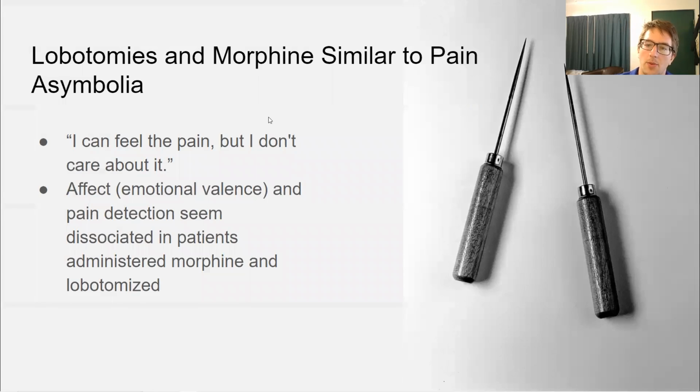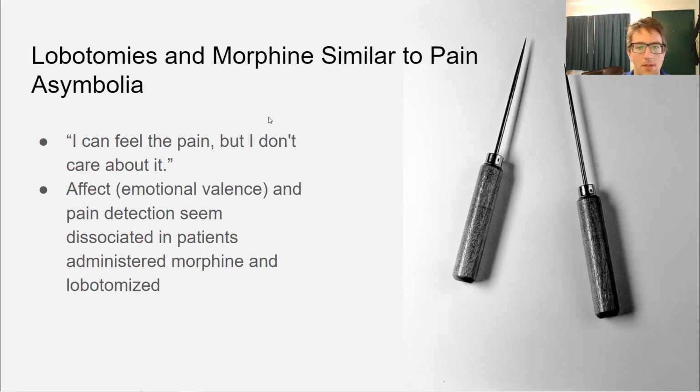And we can also see this with instances of frontal lobotomies and morphine administration. Daniel Dennett once said that morphine administration is similar to a temporary lobotomy. People who have lobotomies are, at least in the long term, not able to care about pain. They can bring their attention to the pain, but they don't really care about it. They can discriminate it but not really care about it.